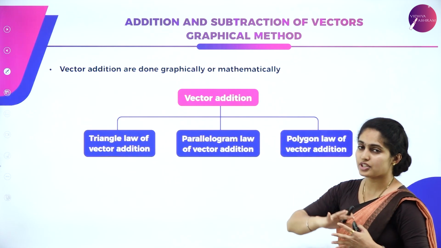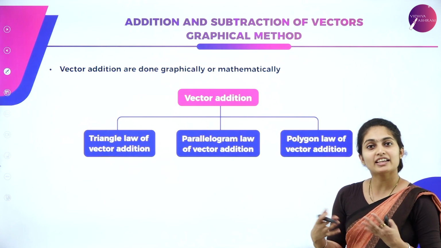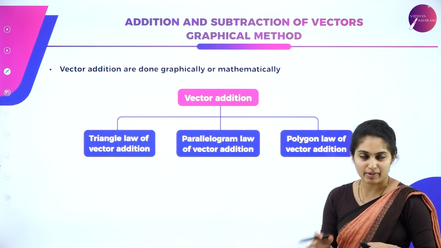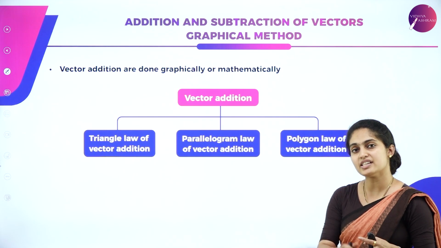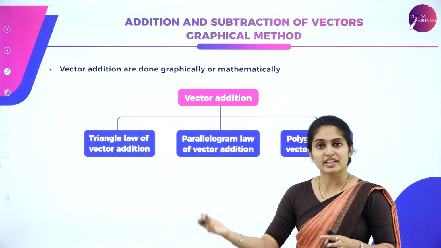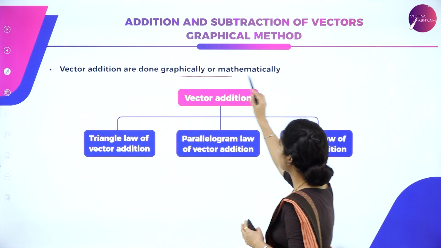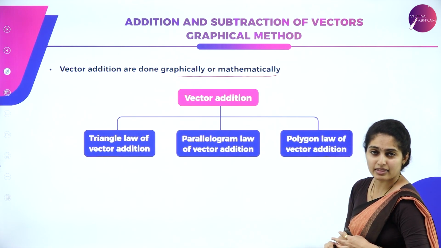For the multiplication, we have already carried out, we know how exactly it goes. Multiplying a vector with a real number, we get the real number times the vector. Next is addition. Addition can be done by graphical method or mathematically.